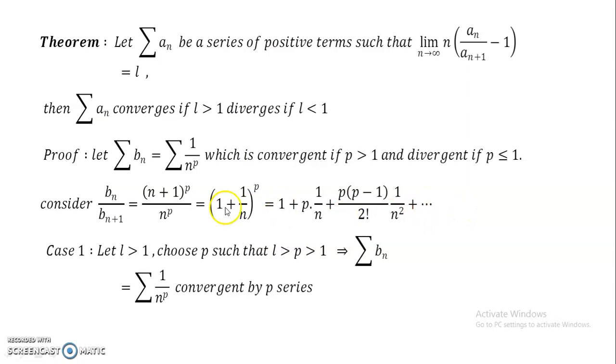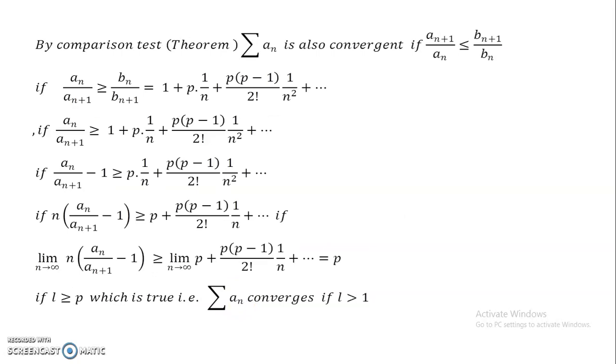Now we have two cases here. In the first case, let L be greater than 1. We choose p such that L is greater than p, and p is greater than 1, which implies that this p-series, summation 1 by nᵖ, is convergent by the p-series test. As compared with the comparison test, the series is convergent if aₙ₊₁ by aₙ should be less than or equal to bₙ₊₁ by bₙ.